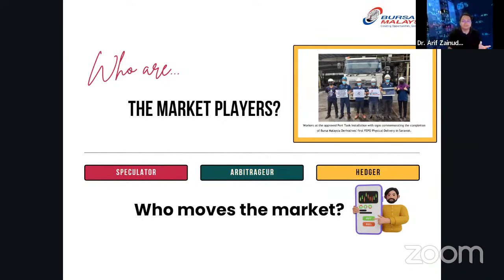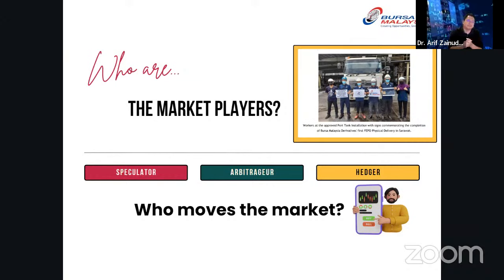Okay, the operators, or maybe you can call it the smart money or the composite man, whatever you want to call it. In this case, they're called hedgers. So who are these people? Who are these big players? They are the big palm oil companies such as, Tuan Azan says FGV, Sime Darby, Tabung Haji Plantation, and Sarawak Oil Palms Berhad, and many more.